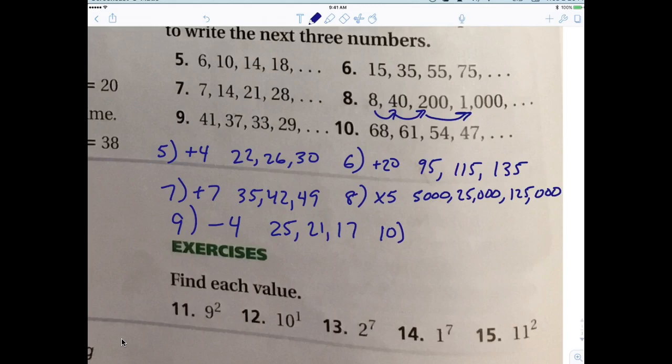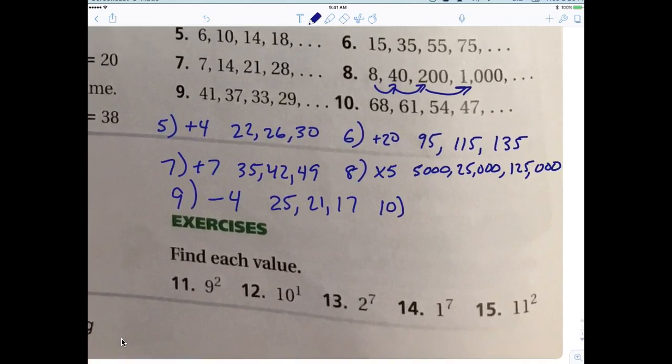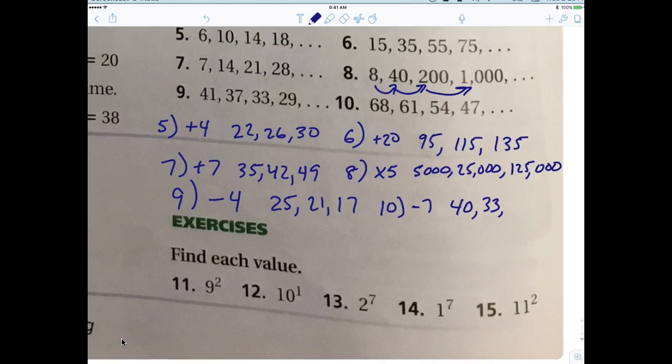Okay. Number 10. Carly, good. Subtract by 7. Good job, girl. And 40. 40. 28. Good. Okay. You're awesome, girl. Good job. All right, so that's the pattern recognition. That was pretty easy. All right.